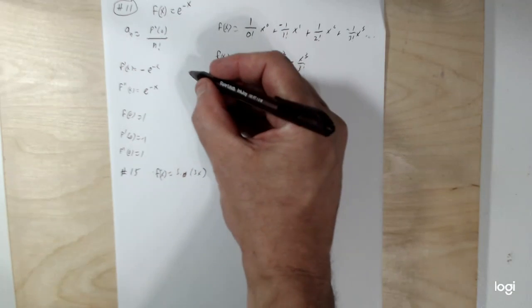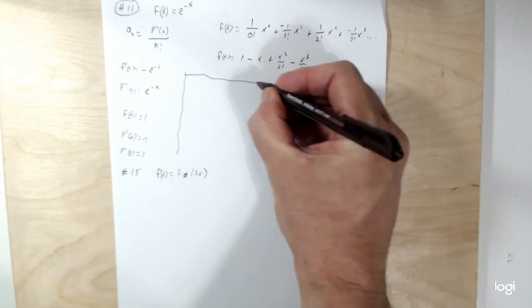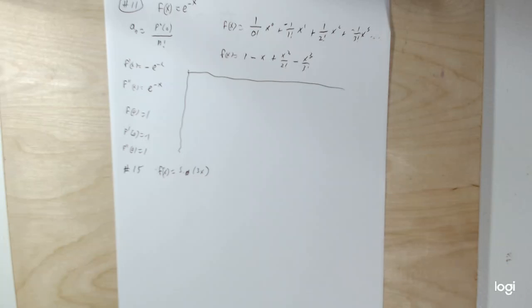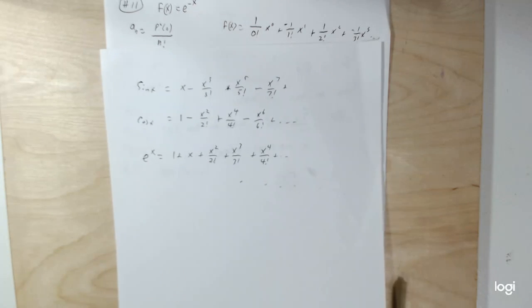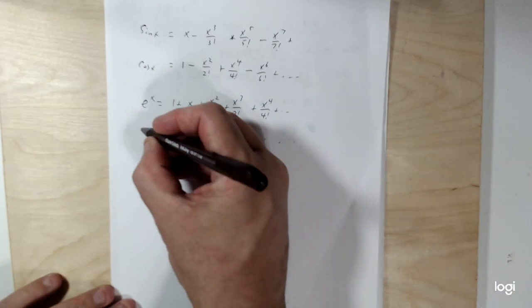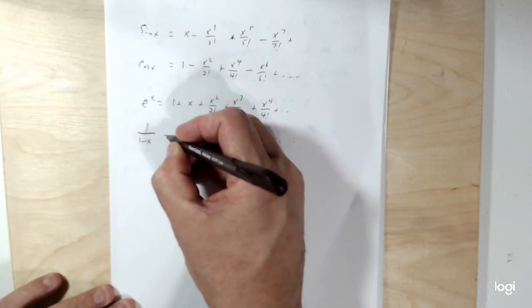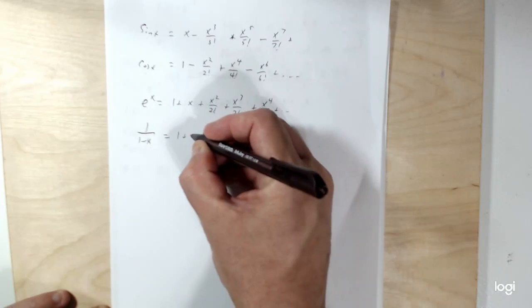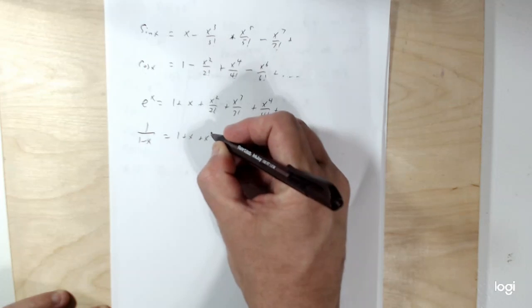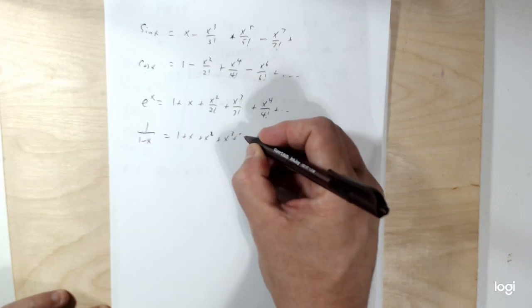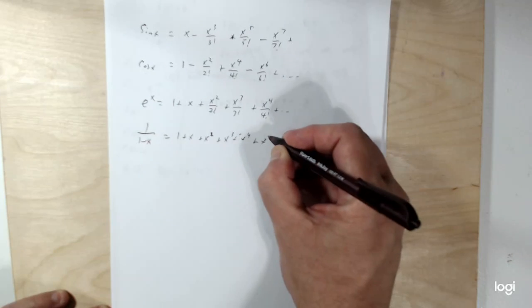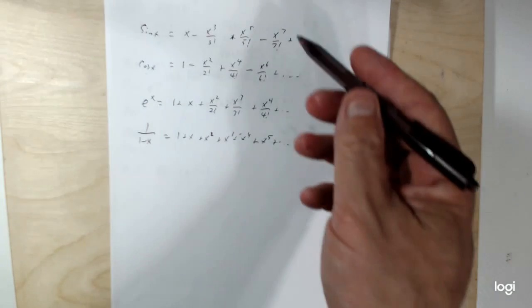Now, a second way is to use the common ones we know. We know from last time what the Taylor series is for e to the x, for sine of x, and for cosine of x. So we had these last time. We also had that 1 over 1 minus x is 1 plus x plus x squared plus x cubed plus x to the fourth, and so on. Okay, so we want to have these handy.